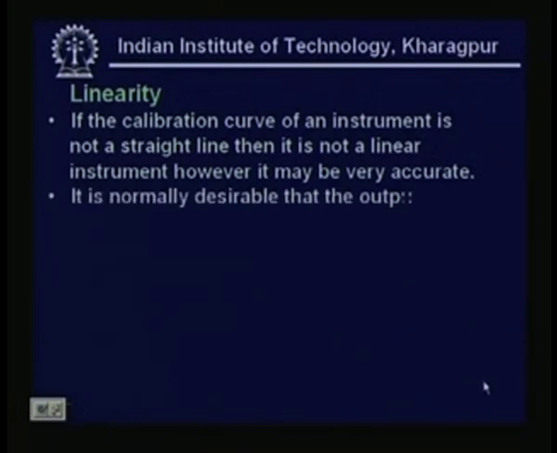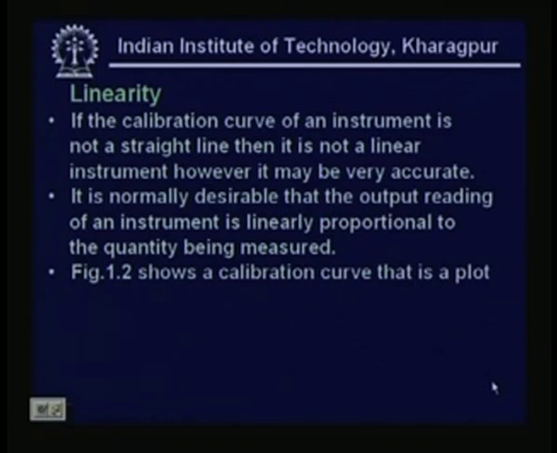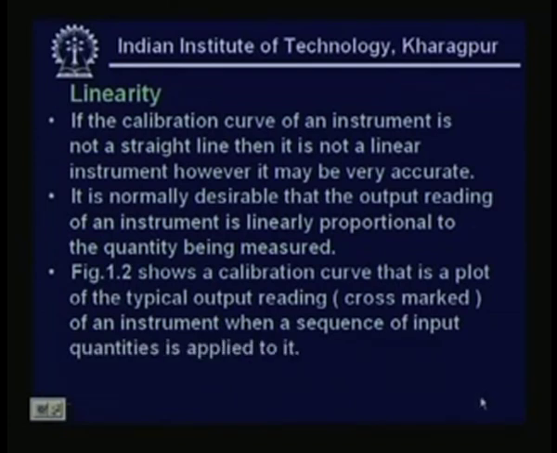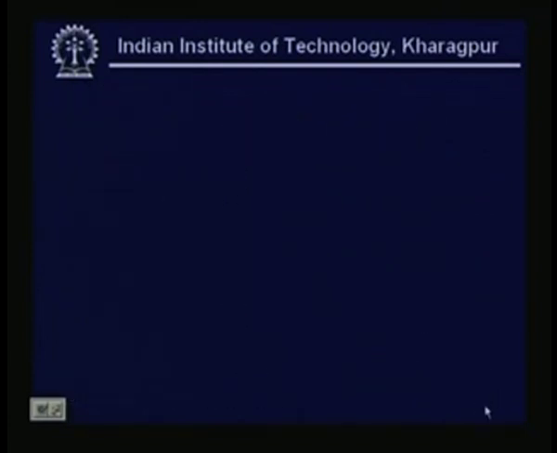Now, it is normally desirable that the output reading of an instrument is linearly proportional to the quantity being measured. Figure 1.2 shows a calibration curve, that is a plot of the typical output readings, cross marked, of an instrument when a sequence of input quantities is applied to it. We will show it in the next slide. A good fit straight line will give the calibration curve of the instrument. How does it look?